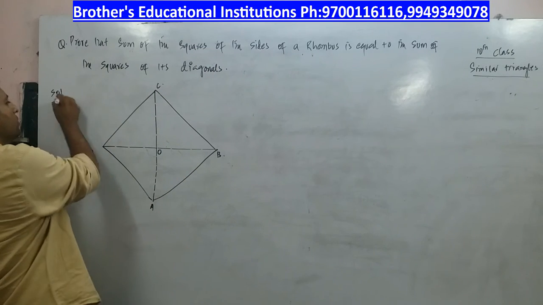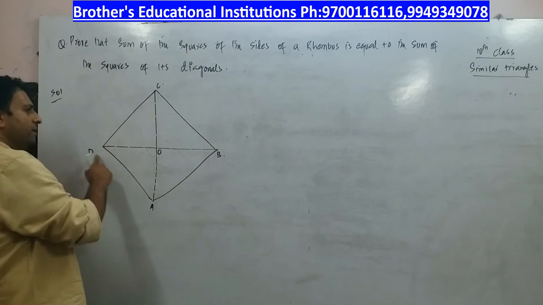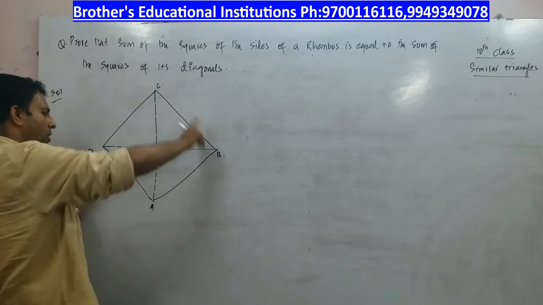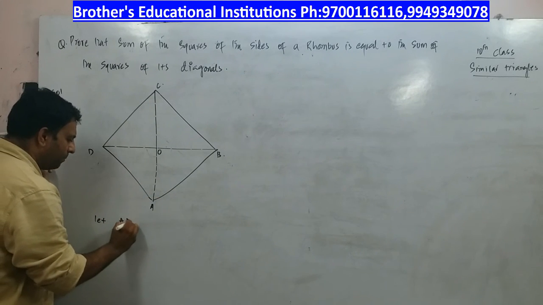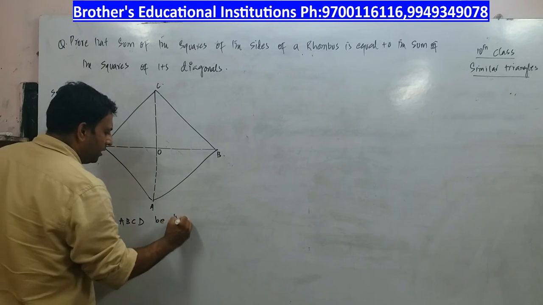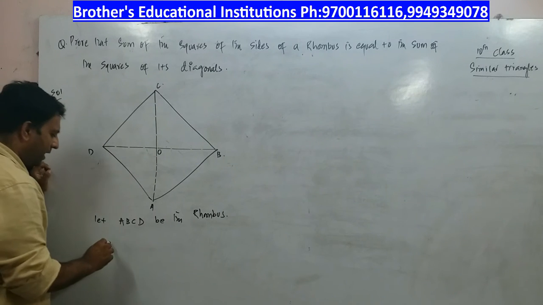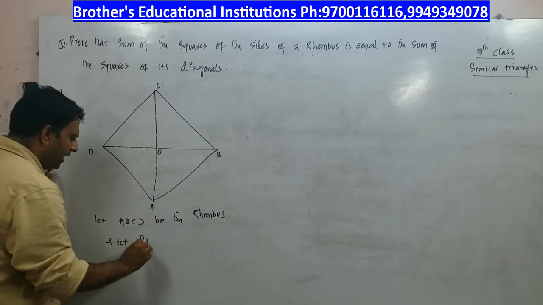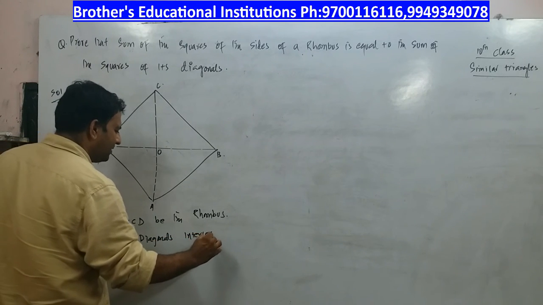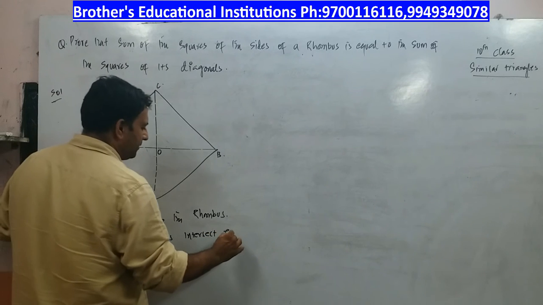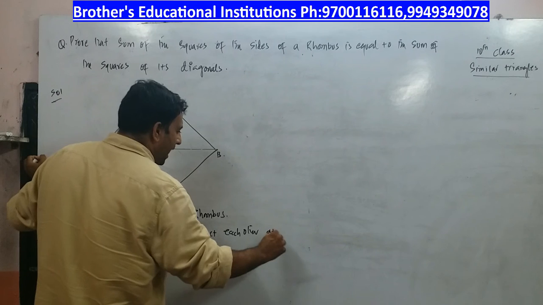So let A, B, C, D, and while writing also, write in a cyclic order, A, B, C, D. That is very important. I will just say let A, B, C, D be the rhombus, and let diagonals intersect each other at O.